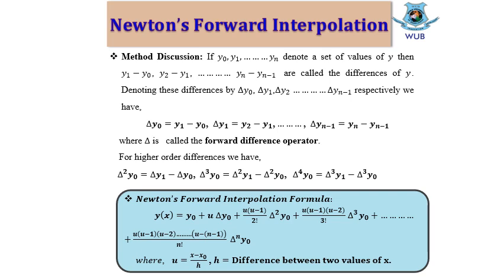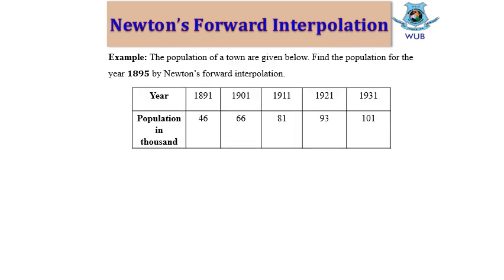Now for higher order differences, we have del square y0 equals del y1 minus del y0, then del cube y0 equals del square y1 minus del square y0, in this way. And the formula for Newton's forward interpolation is given below. Now there is an example given for you, and for this example, we have to find out Newton's forward interpolation or forward differences table.